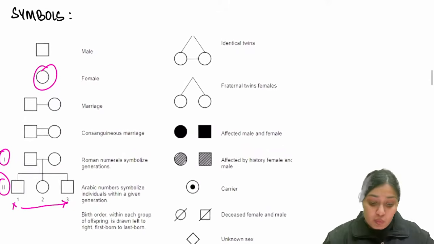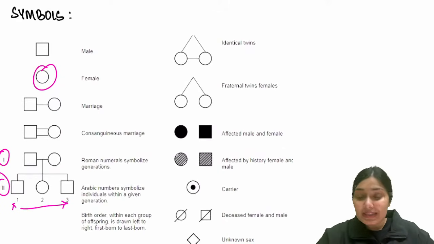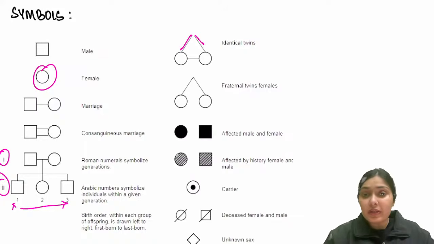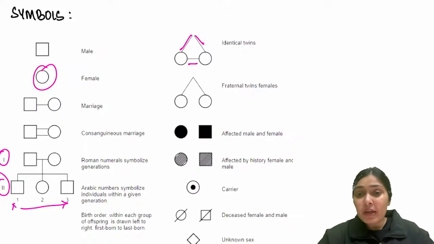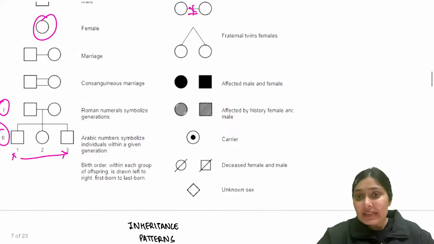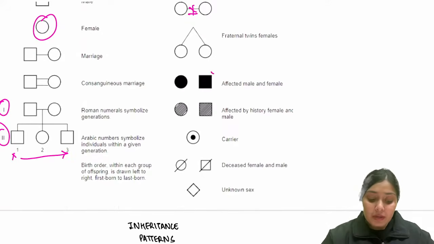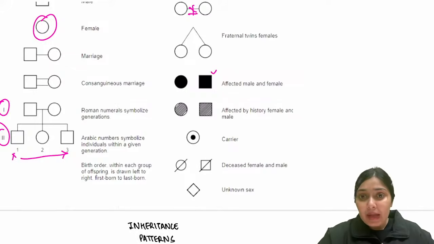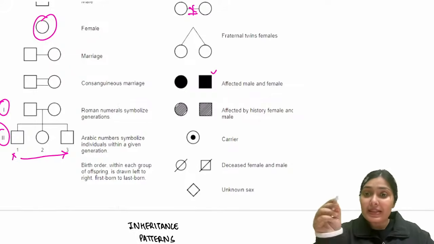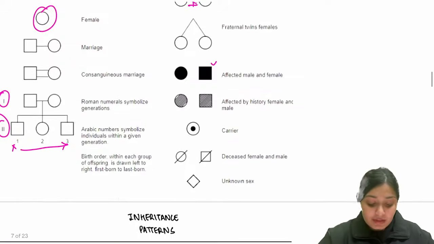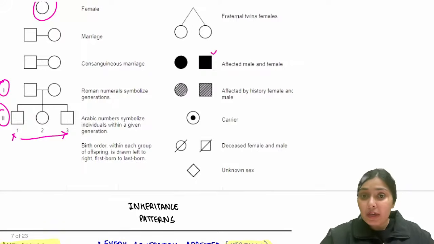If there are twins, and they are identical twins, then we make a triangular bifurcation in the flowchart, and identical twins also have a connection in between them. If it is fraternal or non-identical twins, we omit this connection. To show an affected male and female, we color them in black. If there is a history of affected male and female, we shade the lines, with dashes. A carrier is depicted by a dot in between.